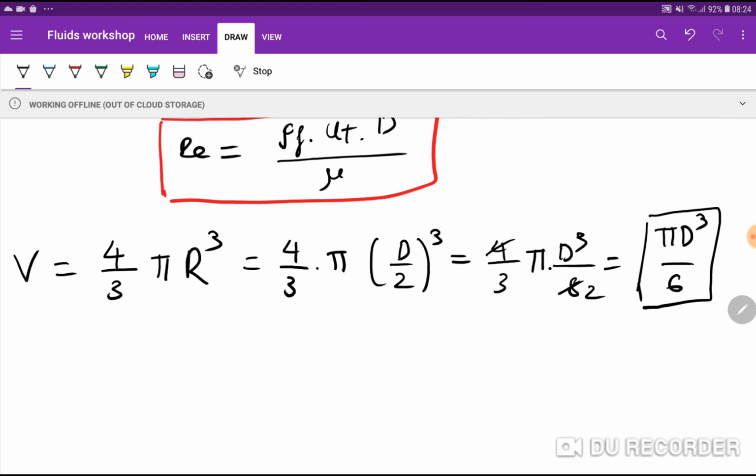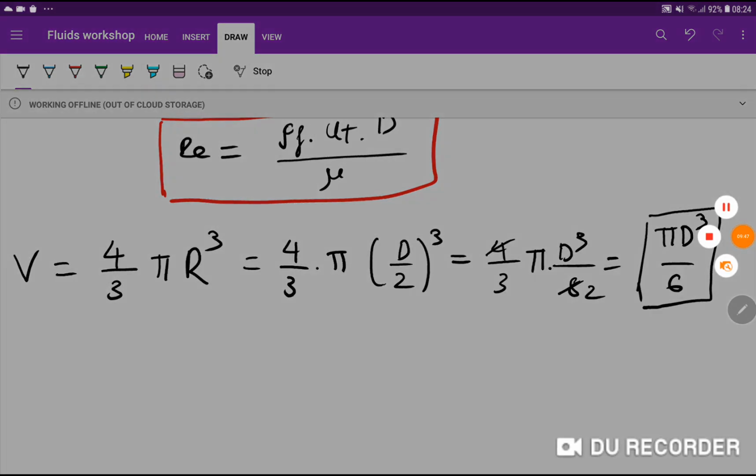Now, in the next part of the video, I will derive the relationship between certain parameters, and let's see how we can solve for the terminal velocity via iteration. Thank you for your attention.